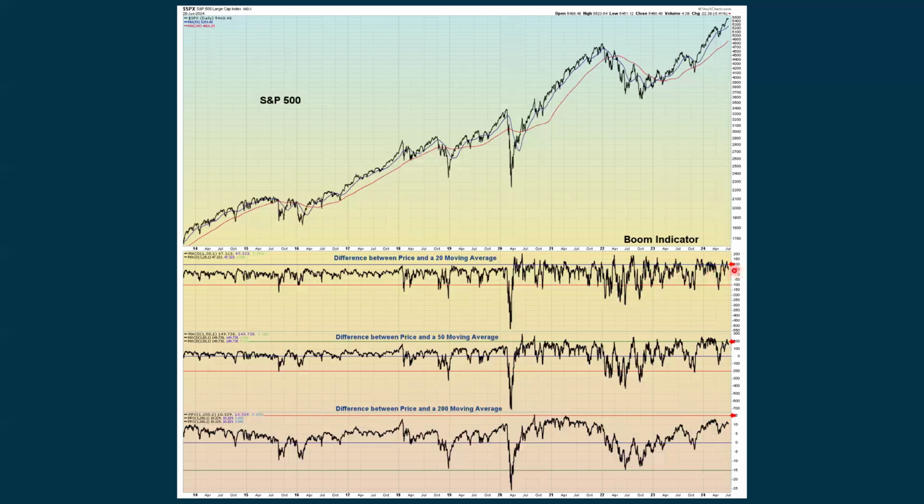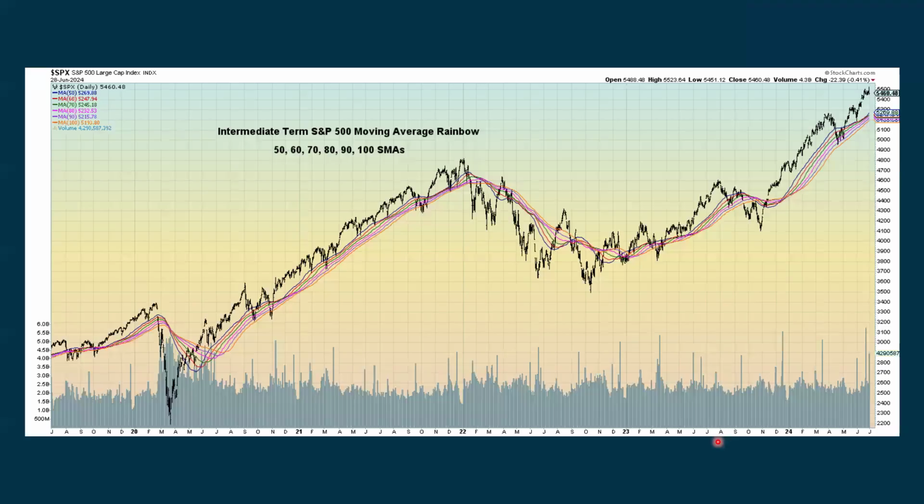And we're not getting an extreme reading right now. In fact, we're falling down a little bit. We're not extreme with our distance to the 50, and we're not extreme distance away from the 200 either. Intermediate term rainbow goes from 50 periods up to 100 periods. Also seeing the lines having a tendency to go up and prices above all the lines. So the intermediate term trend is still positive.